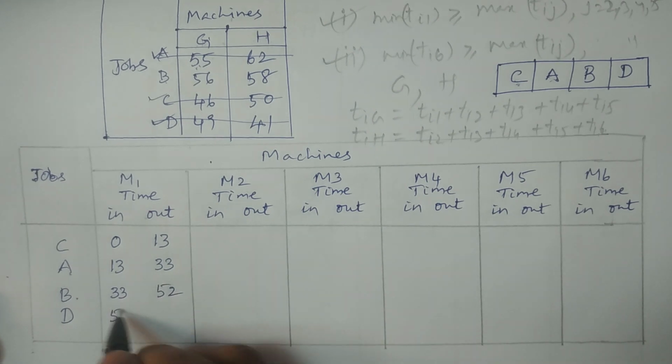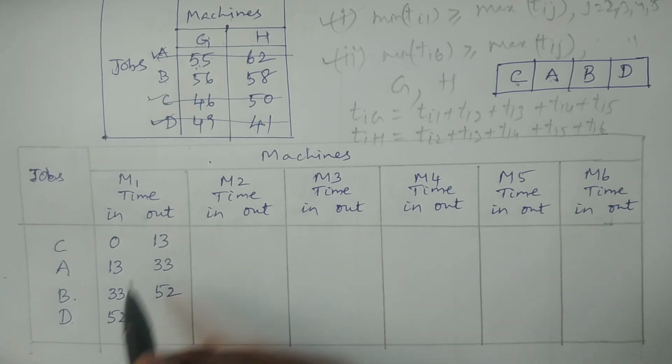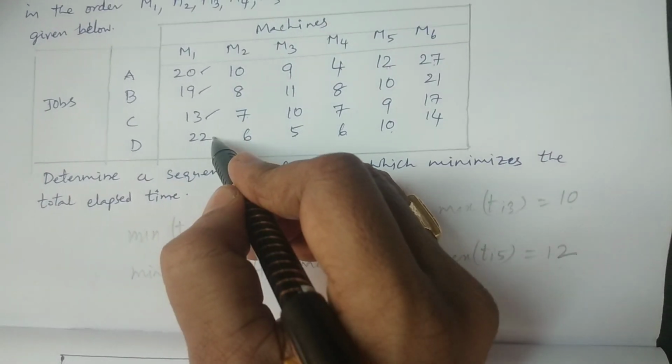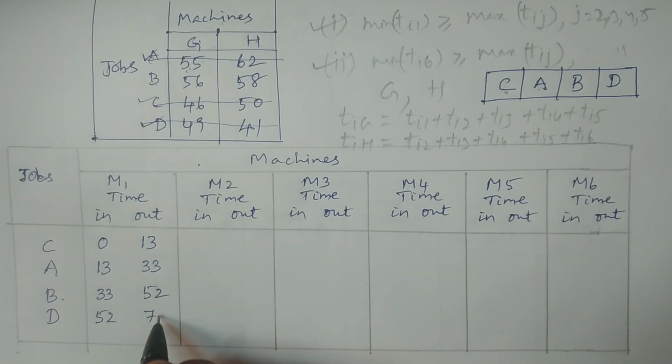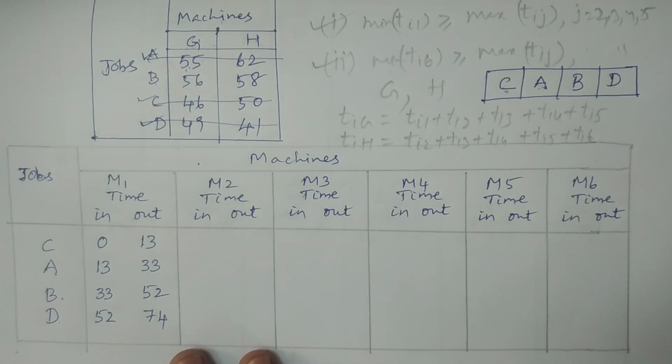52 is the time you have to consider as the time in for the next job D. So 52 plus the processing time of job D on machine 1, which is 22. Is it clear? 52 plus 22 is 74. So this is the time in and time out for machine 1.